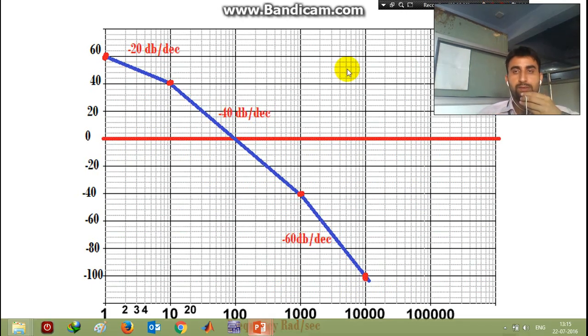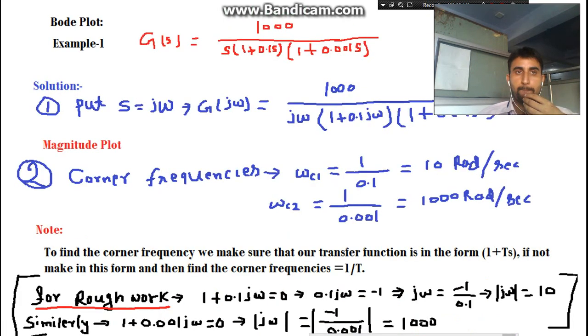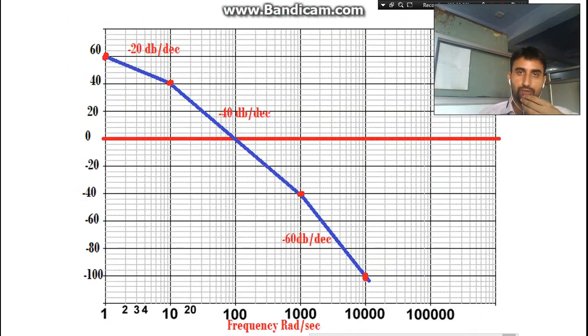Okay, so welcome back to the tutorial video of Bode plot. In the previous slide we have studied till the fifth step. That means first step, s is equal to j omega. We put the j omega and then we found out the corner frequencies, and after that we drew the magnitude table. Fourth step, we considered the lowest and higher frequency. Fifth step, we found out the magnitude at each frequency level, and we also understood how to decide these values.